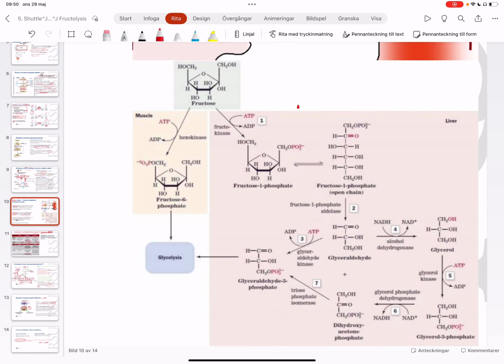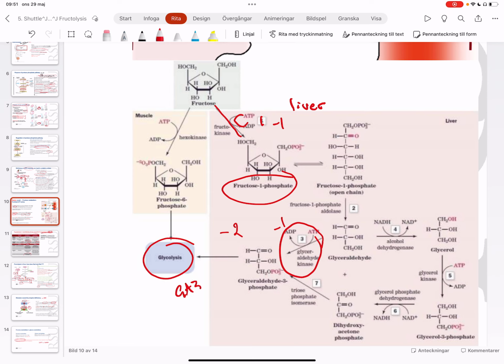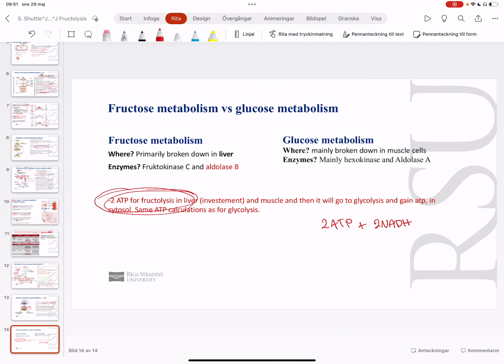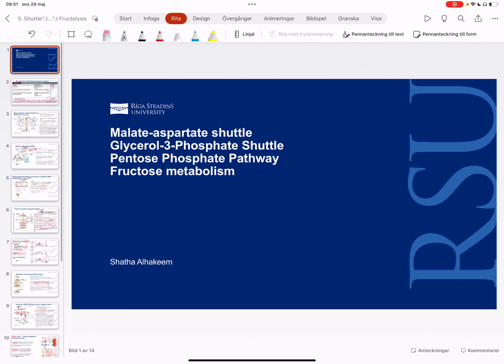The thing is that the investment of 2 ATPs will actually occur here. So in the liver, when we convert fructose to fructose 1-phosphate, we will invest 1 ATP, so that's -1. And here we will also invest -1 ATP, so that's -2. And then it will enter glycolysis from the GA3P. And then the calculations will all be the same. And if glycolysis has +7 ATP, then fructolysis will also have that. It's going to be the same. Okay. Yes, that was it for this lecture. Thank you.